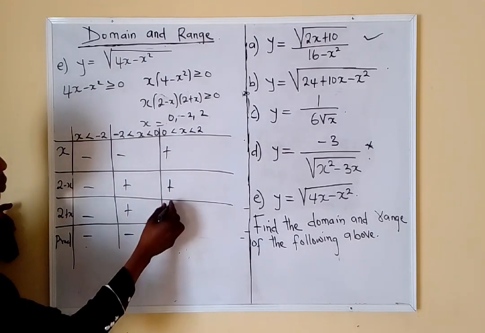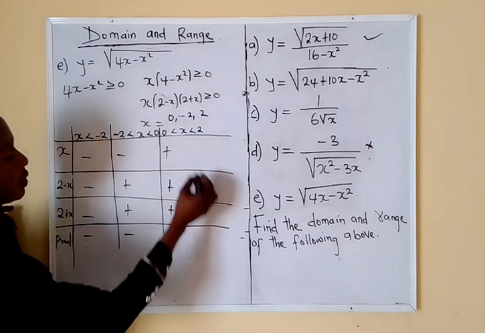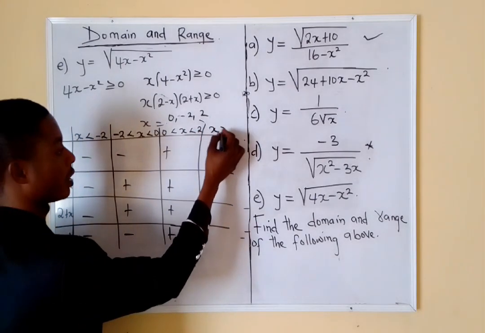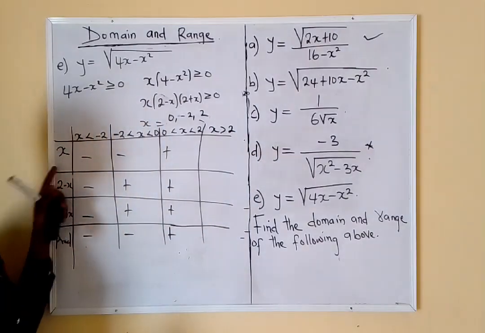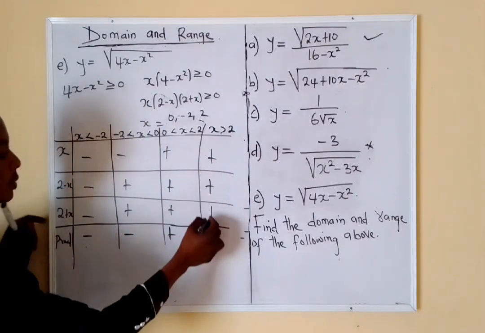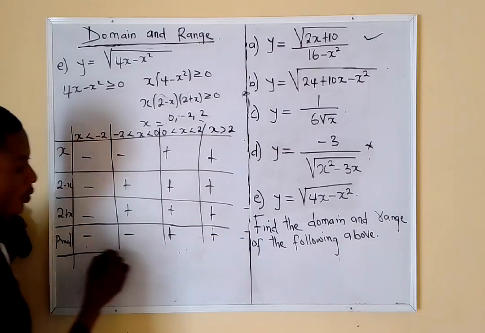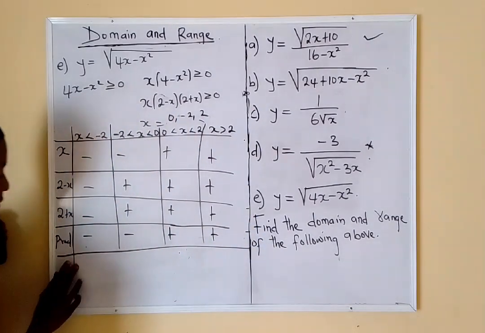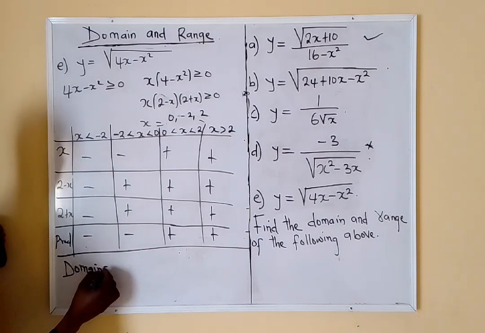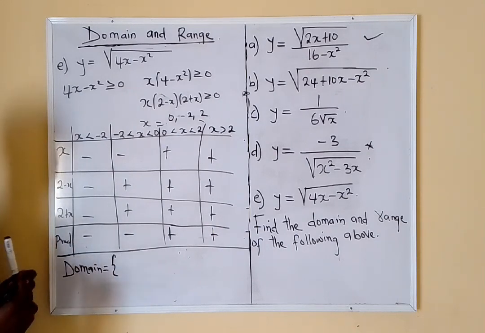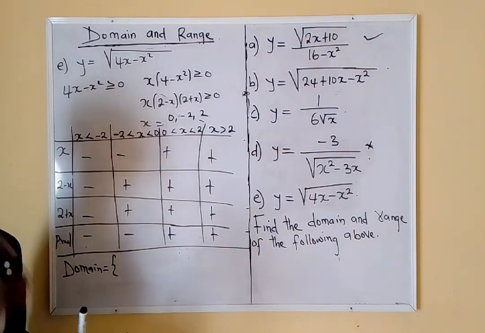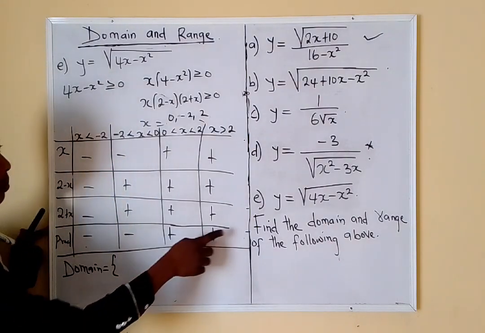So how do you get your domain? From here, we have greater than or equal to. So it's telling you that we are picking the positive numbers. So the ranges we are having here are the ranges we are going to take as a domain. So if 0 is less than x, that means x is greater than 0, which is 1. So our domain starts at 1. Here our domain ends at 3.